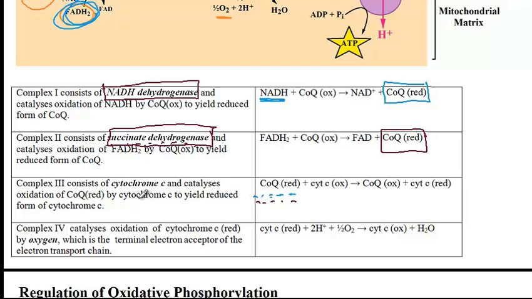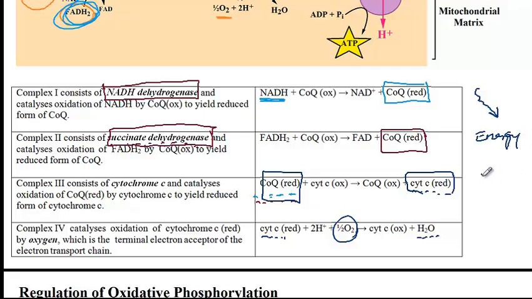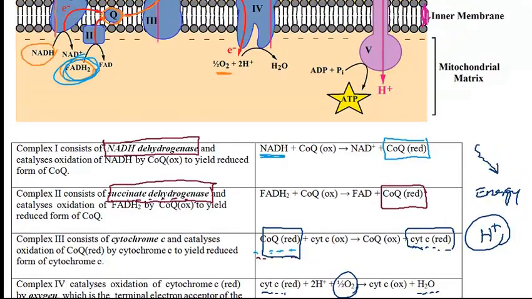Then we have complex 3, which consists of cytochrome C, and this complex catalyzes oxidation of coenzyme Q. So this coenzyme Q will now undergo oxidation in order to yield a reduced form of cytochrome C. And then finally, complex 4 catalyzes oxidation of cytochrome C in order to transfer electrons to oxygen and yield H2O. And every one of these reactions releases energy that is used to pump protons, or H+, from the mitochondrial matrix to the mitochondrial intermembrane space.